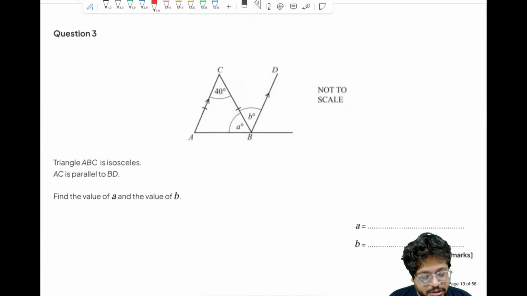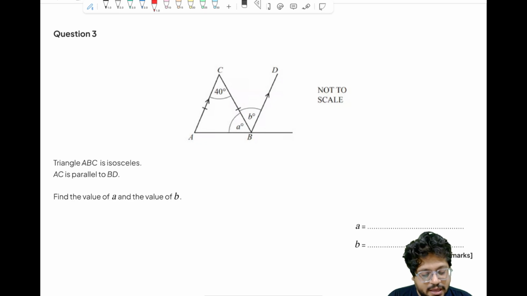Let's see the third question. Yeah, so here ABC triangle is an isosceles triangle because AC and BC are equal. Moreover, this AC is parallel to BD because there is a parallel sign here. These both are parallel to each other also. So we can use those parallel lines criteria, and because it's isosceles, we can use that criteria also.